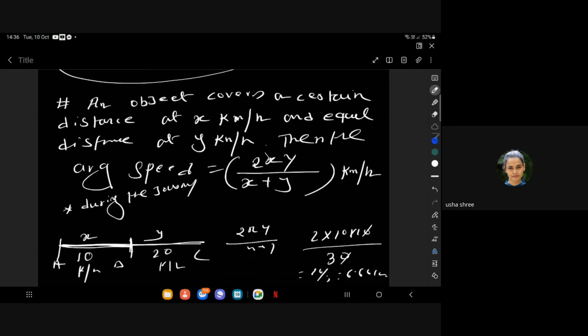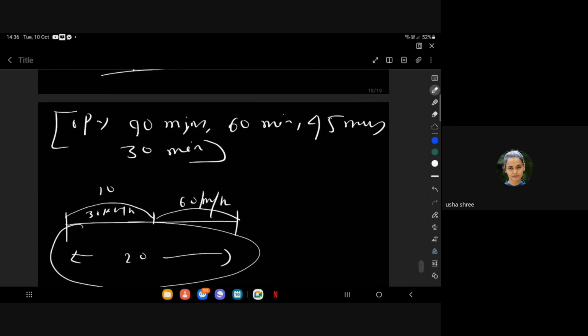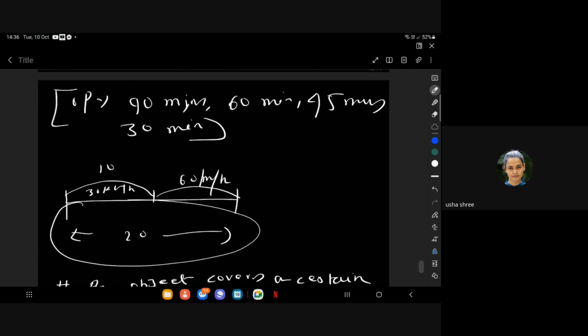Is the concept clear? In averages also, I have solved the same type of problem, with the same formula. Now apply the formula here. Use the same concept here.